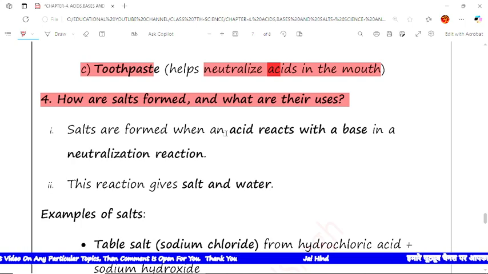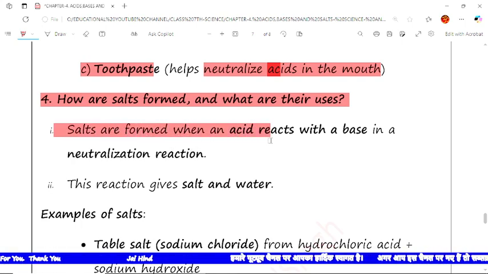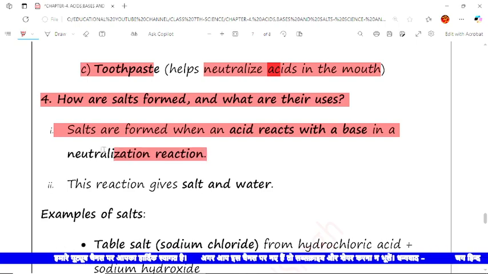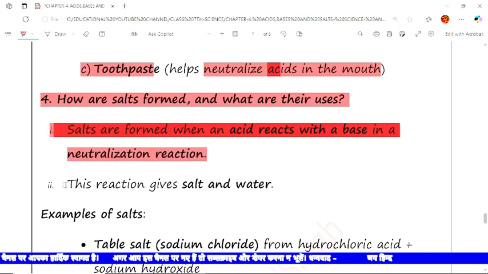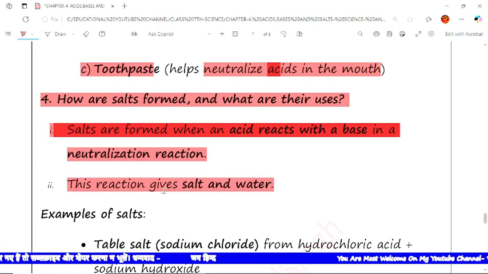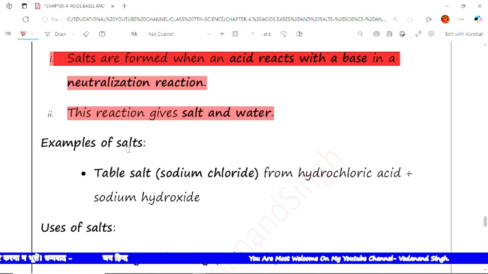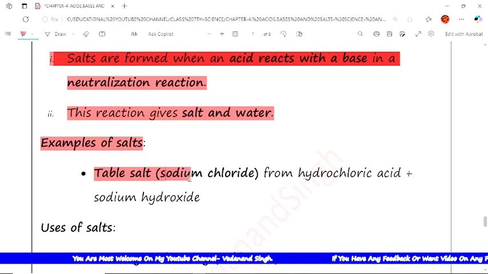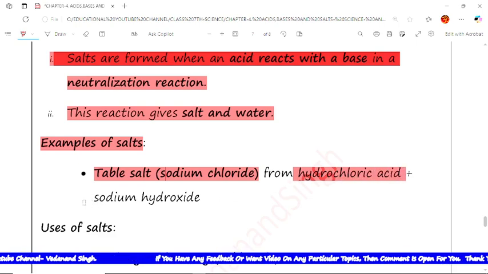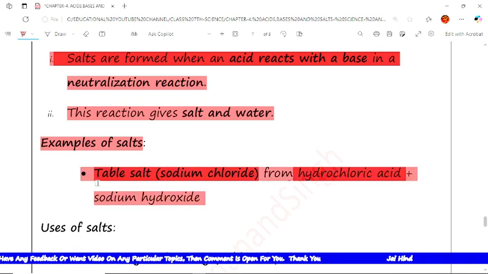It means you have to give the answer for how salt is formed and what its uses are. Salt is formed when an acid reacts with a base in a neutralization reaction. And the next point is this reaction gives salt and water. Now the examples of salts are table salt, which we eat, that is sodium chloride, which forms from hydrochloric acid and sodium hydroxide.